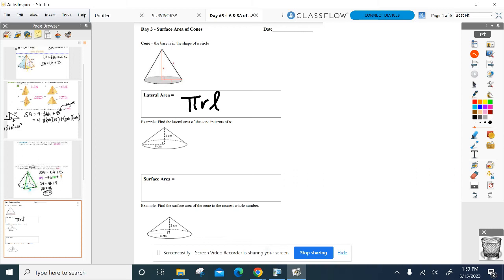R for radius, L. A cone, like a pyramid, also has a slant height, but it is actually on the cone because there's not any faces on a cone, right? There's no faces. So here's where the lateral area is.